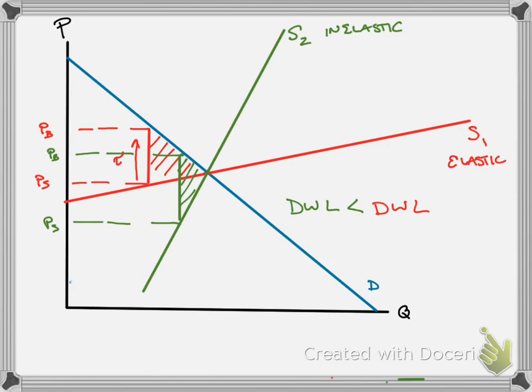And so that's one of the keys to show: deadweight loss is greater when things are elastic. When things are inelastic, that means consumers are less price sensitive, or in this case, producers are less price sensitive, the deadweight loss will be smaller.